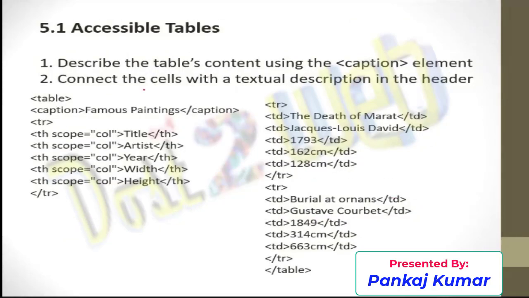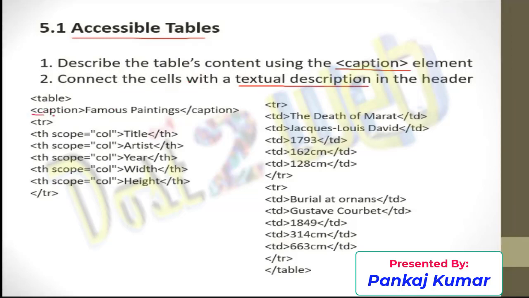Let's see how accessible tables work. First step, you have to describe the table content using the caption. That means whenever you define a table, you have to give the caption. For the table you are creating, you have to define what the table name is. Then you are going to connect the cells with the textual description in the header.